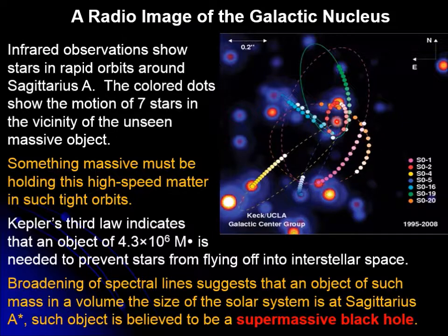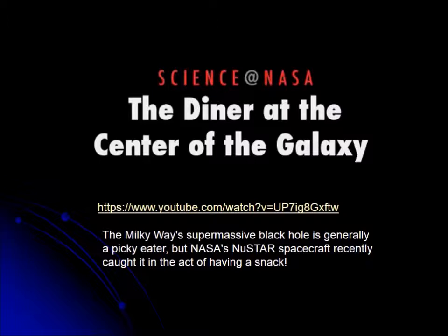So all of this is telling us that right here is something that Kepler's third law is telling us is extremely massive. By looking at the semi-major axis and periodicity, we can come to the conclusion that we have something there that is of the order of 4.3 million solar masses. So this falls into the category of supermassive black hole. And it is indeed considered to be the center of the galaxy. This video is going to show you the so-called dinner at the center of the galaxy. And this has to do with the black hole munching on something and producing light that we can see.